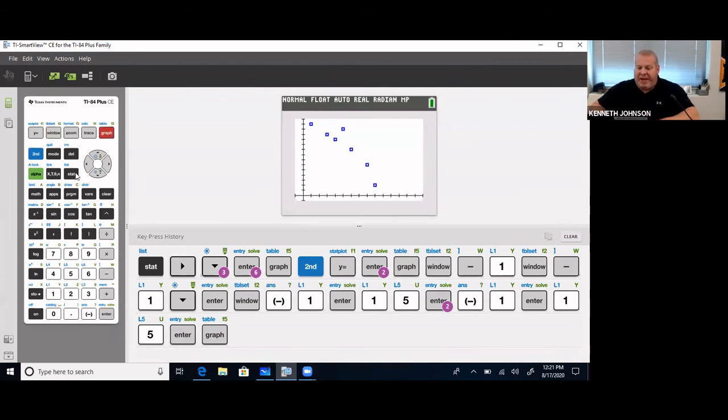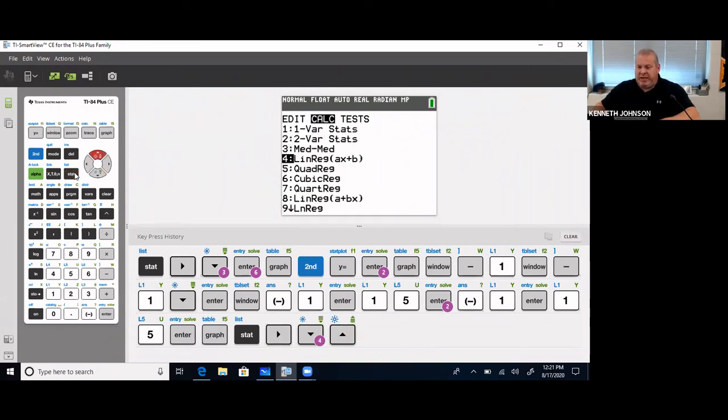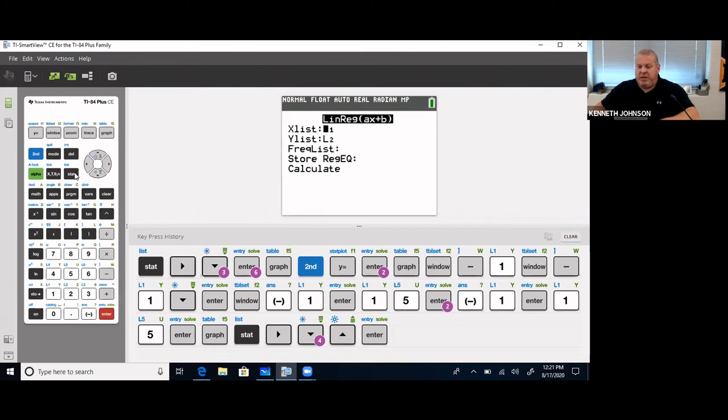And if I go back into that stat and calc and linreg, I can actually go in here and tell it to store this equation. And the way I do that is I hit vars, go over to yvars, function, y1. So what it's going to do is it's going to calculate the regression, and then it's going to store it in y1 in my graphs.